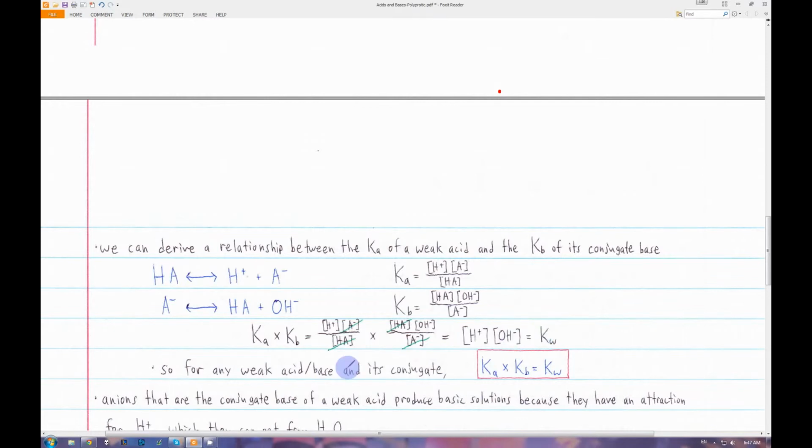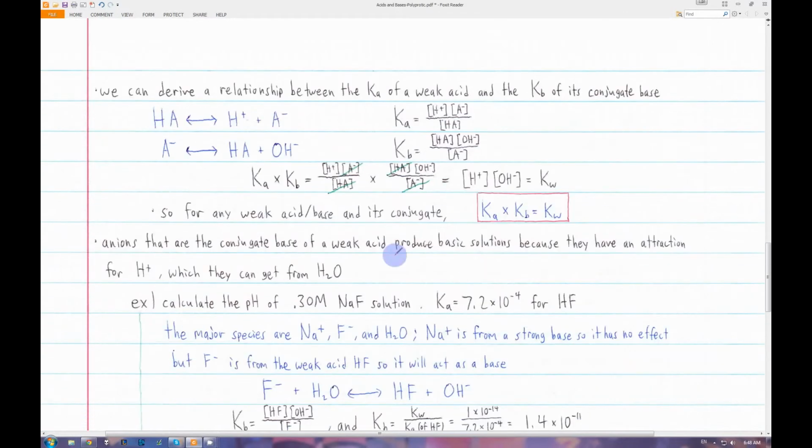So for any weak acid or base and its conjugate pair, Ka times Kb is always equal to Kw. Therefore, if we can look up, say, the Ka of hydrofluoric acid in a table, then we can divide Kw by the Ka and find the Kb for the F- ion.